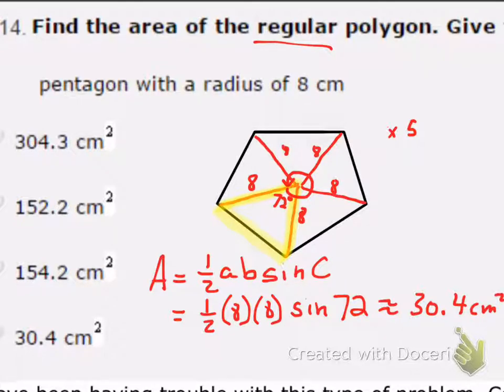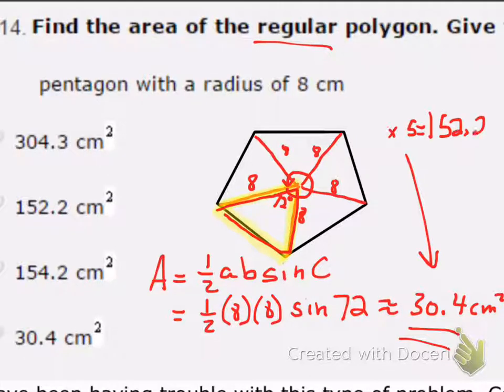centimeters squared. Now beware, this answer is given to us, but we have only found the area of this one little triangle right here that we have highlighted. This is the triangle that we found the area of. So we need to multiply this times 5, and when you multiply that times 5, we get a total area of 152.2 centimeters squared. And that's how that problem works using the side angle side area formula.